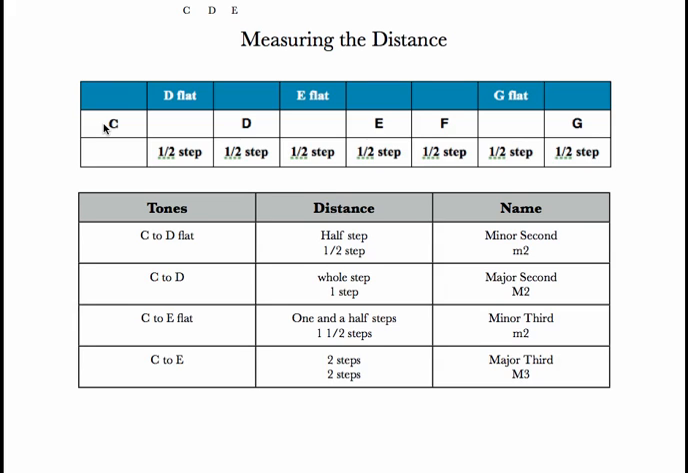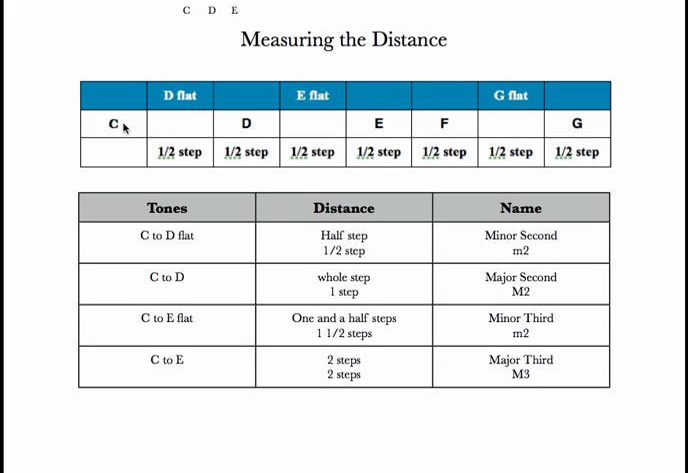Going from C to D flat, we call that a half step. So in music, that distance between the white key and the black key, or a black key to the white key, two adjacent keys, in every case, is going to be a half step. So from C to D flat is a half step, and we call that a minor second. From C to D is two half steps, or we would call that a whole step, one step, and that would be a major second.